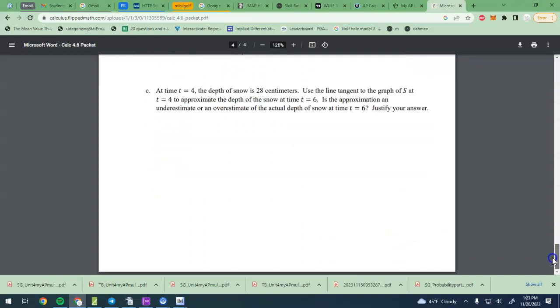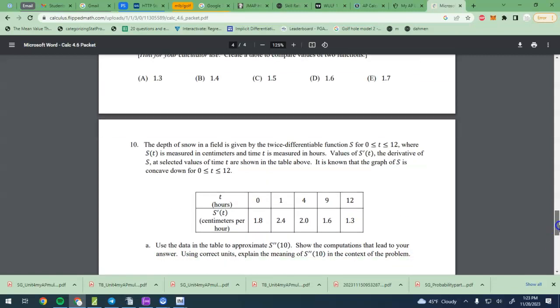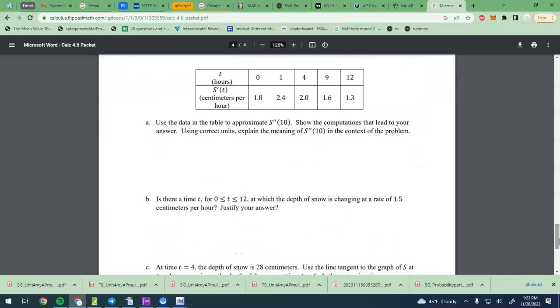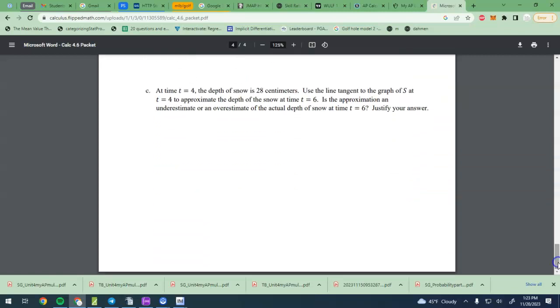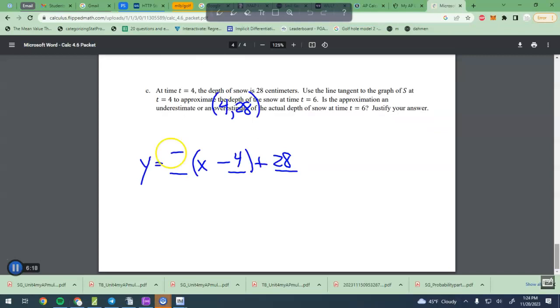Okay, so this problem's in centimeters. I want the derivative of that, which is centimeters per hour, right? So centimeters per hour is what this table is. So if you tried to take the slope between these 2 points, that's not going to work. I want centimeters per hour, so I want at when t equals 4, what is the slope? What's the centimeters per hour? So I'm just grabbing 2 from that table. So 2 goes there.